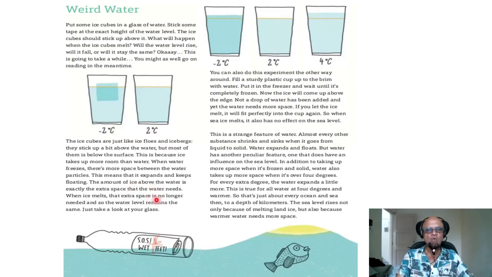The amount of ice above the water is exactly the extra space that the water needs. So when you freeze it, that's how much extra space it needs. So it stays in the water to the extent that it used the same volume as before and sticks out for the extra volume that it used up. Okay? When ice melts, extra space is no longer needed, and so the water level remains the same. So the water level, you can see here, remains the same, doesn't increase, doesn't decrease. Okay, just take a look at your glass after finishing reading and coming back, so you can see what happens.